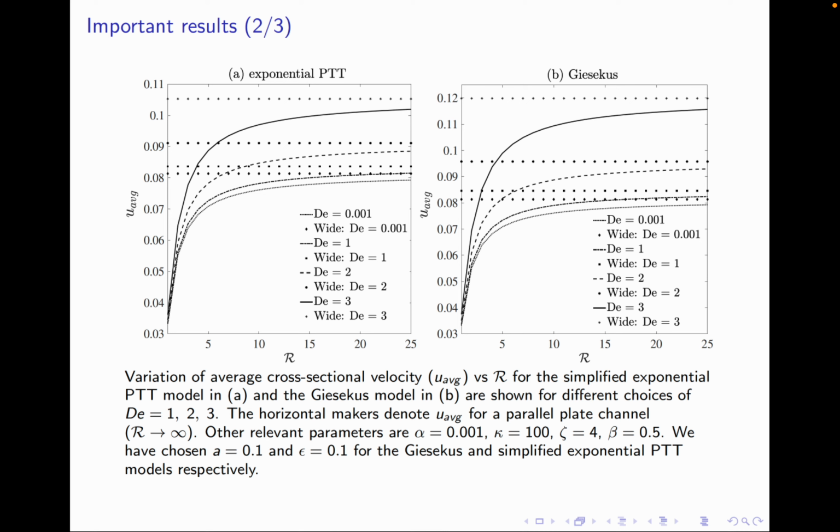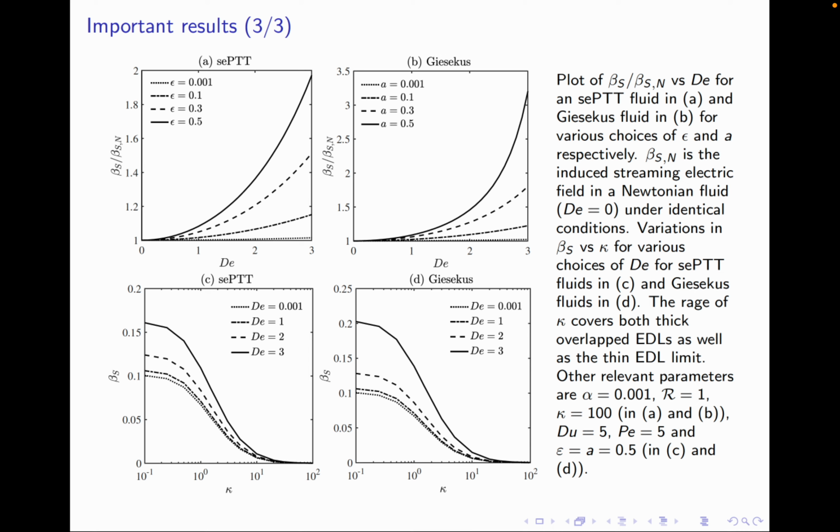But as the Deborah number increases, the wide channel flow gets worse as an approximation of the rectangular channel flow. This is one reason why analyzing a rectangular channel is important. Finally, here are some more graphs. We see how the gain of streaming potential increases with the shear thinning of the fluid. We vary epsilon, A, and the Deborah number.